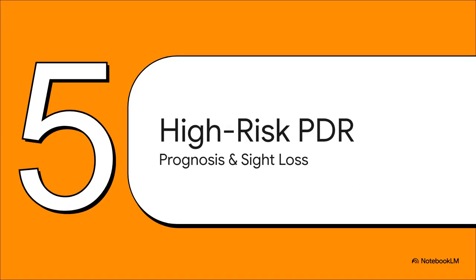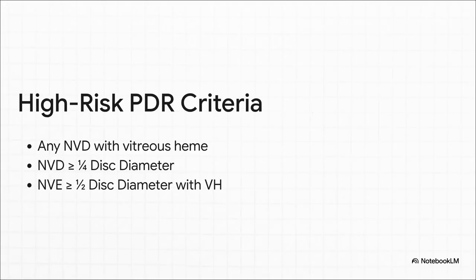Finally, Section 5, High-Risk PDR and Prognosis, the most critical, sight-threatening stage. So what happens when that disease process finally does break through the ILM? We shift our focus from the ETDRS findings to another landmark trial, the Diabetic Retinopathy Study, or DRS. This is where we identify the most sight-threatening stage of all. Once a patient develops proliferative disease, our main concern is determining if they have high-risk PDR.